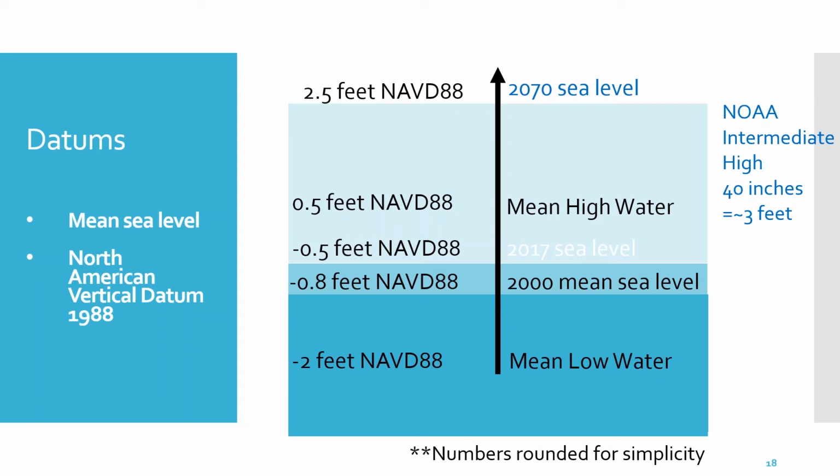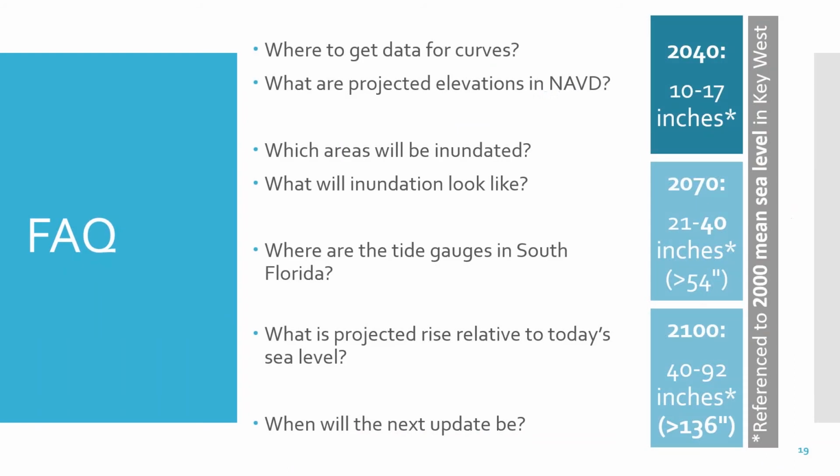Sea level rise can be referenced from mean low water, mean sea level, mean high water, or NAVD 88. The difference between these datums is significant, and it's very important to always understand what the reference point is to clearly understand how different water levels will be in the future.